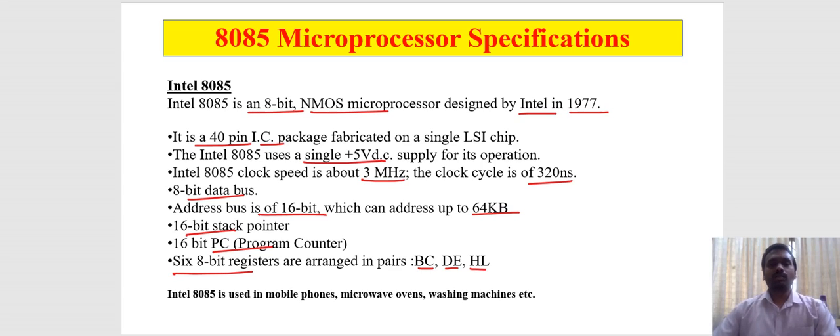The next thing is where this microprocessor is used. The Intel 8085 is used in mobile phones, microwave ovens, washing machines, etc. These are some examples of such devices. Internal to these devices, it contains an 8085 microprocessor.